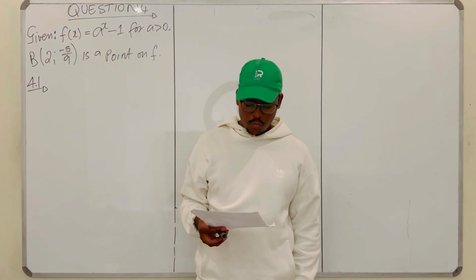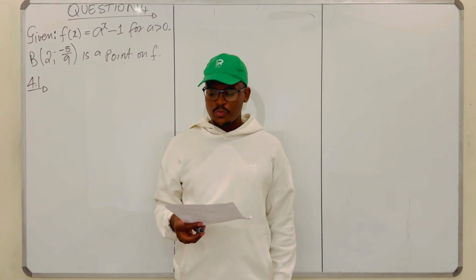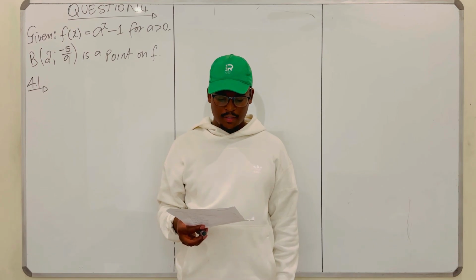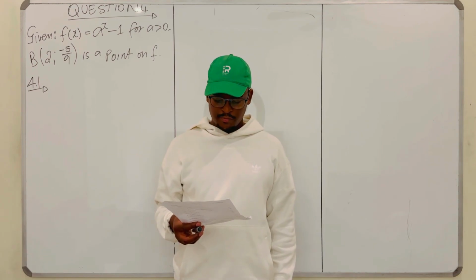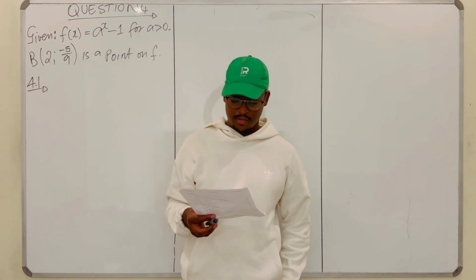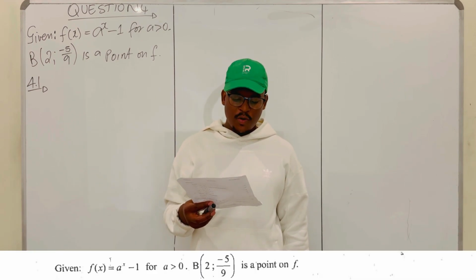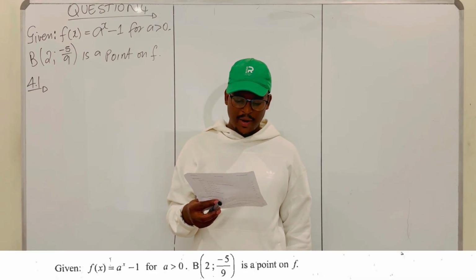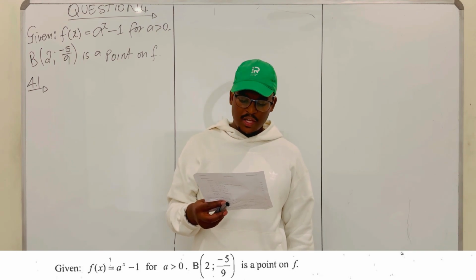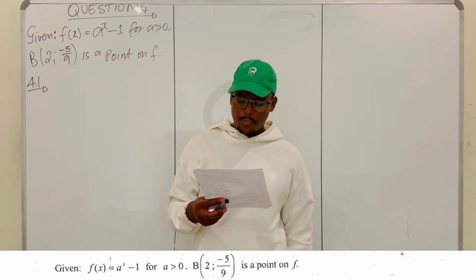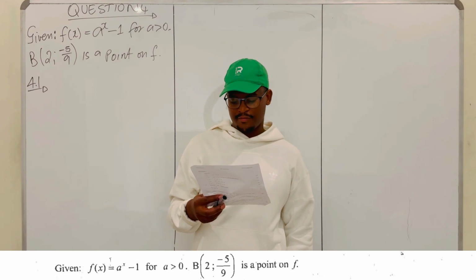So in this video, we're doing question 4 of the November 2024 question paper, Mathematics Paper 1. And the topic is functions, or exponential functions, I think. Question 4 reads as follows. You are given that f of x is defined by a raised to x minus 1 for a is greater than 0. B is a point on the function f.